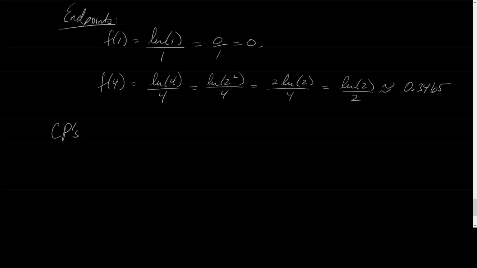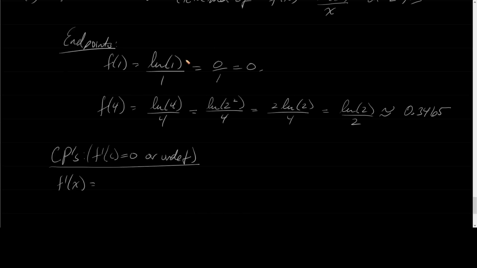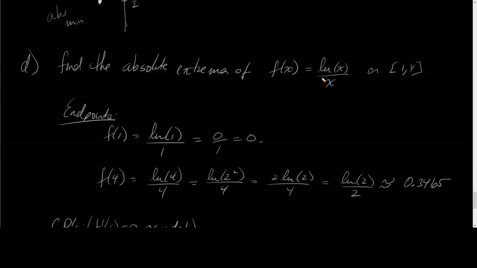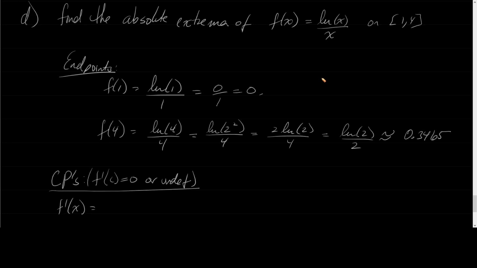So, critical points. Remember that's where f prime of c equals 0 or is undefined, but f of c must exist. All right, so now let's see, f prime of x. What am I going to do? Well, notice here that I have a quotient, I have this fraction, so I'm going to use the quotient rule.